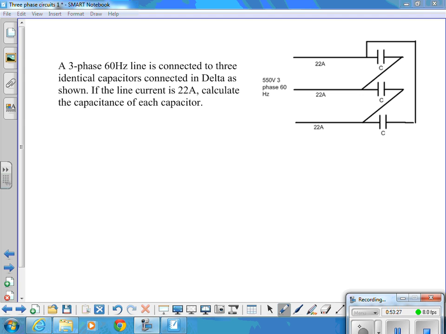Yeah, that thing. So we know that XC is 1 over 2 pi FC. That's why you've been given the frequency in this problem. Yeah. So that means we know F. We want to find C. So if we can find XC somehow, we can do that. So we need to find a way to find the capacitive reactance here, or the impedance of these capacitors.